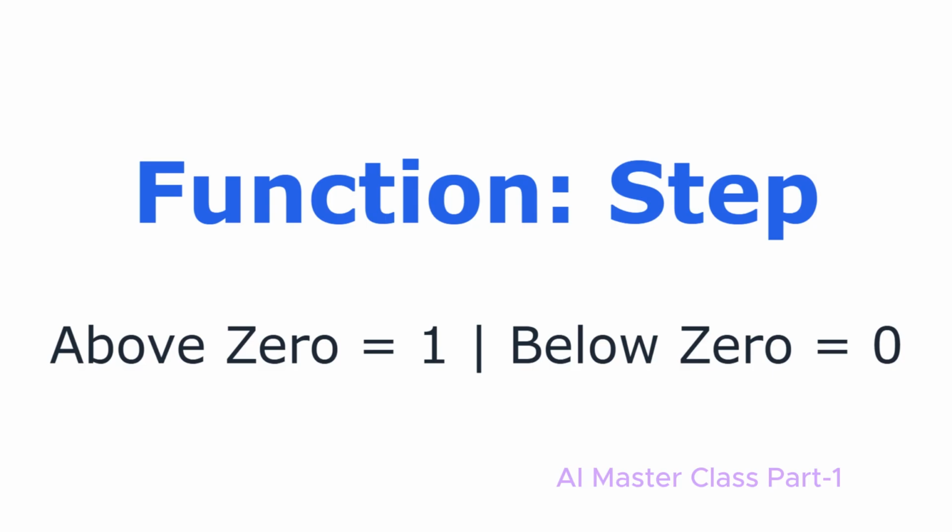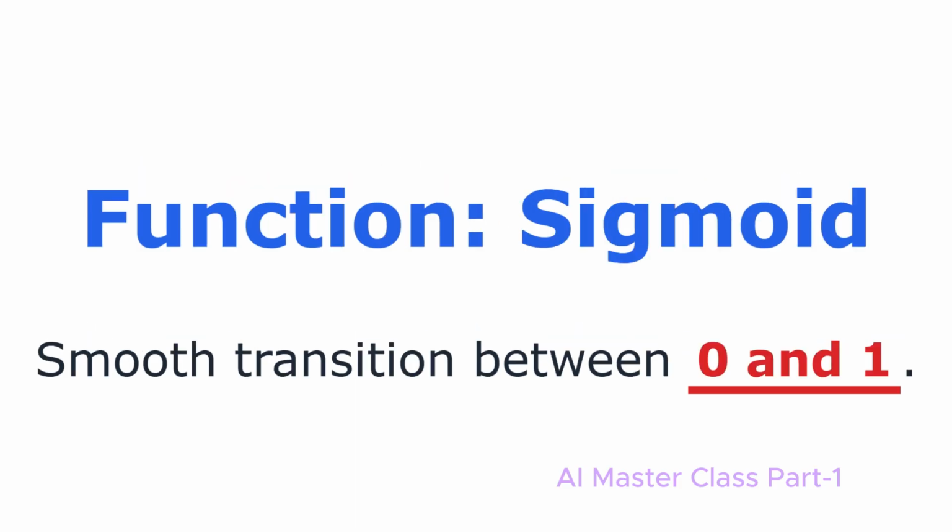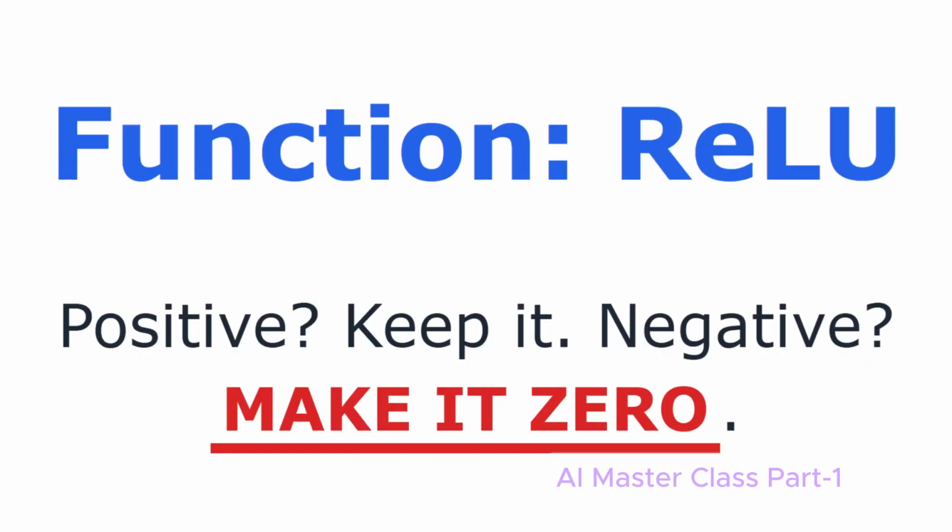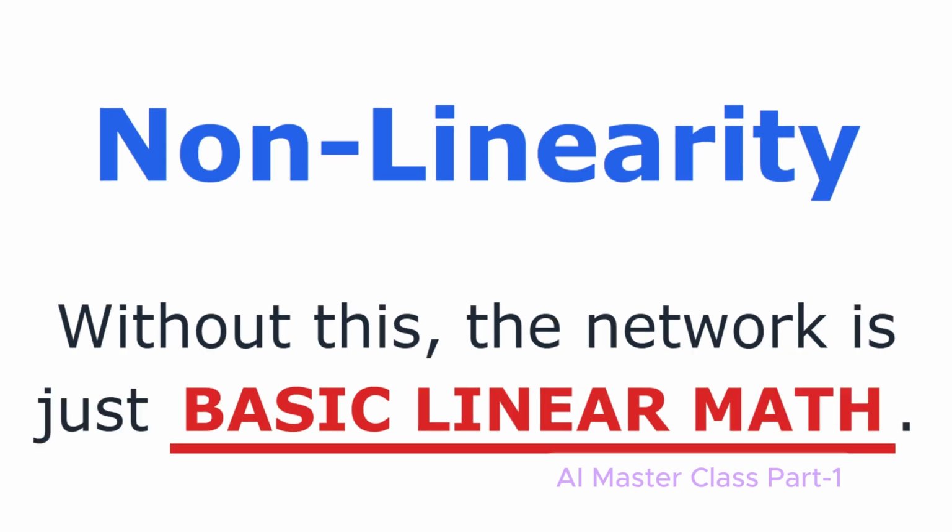But in practice, we use smoother functions. For example, the sigmoid function, it takes any number and transforms it to a number between 0 and 1. We also have ReLU, which stands for rectified linear unit. In this, if the value is positive, keep it as is, and if it's negative, then make it 0. The activation function is one of the most critical parts of an artificial neuron. Without it, our neuron is just doing linear math.